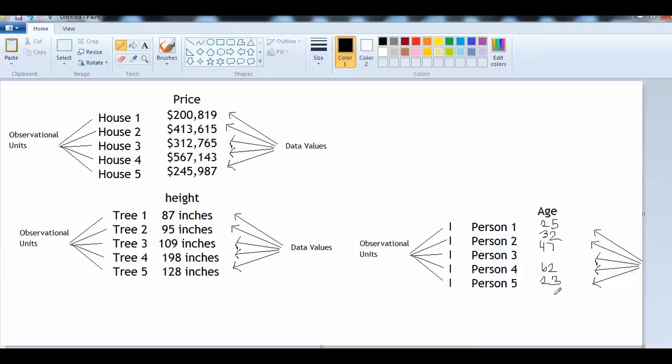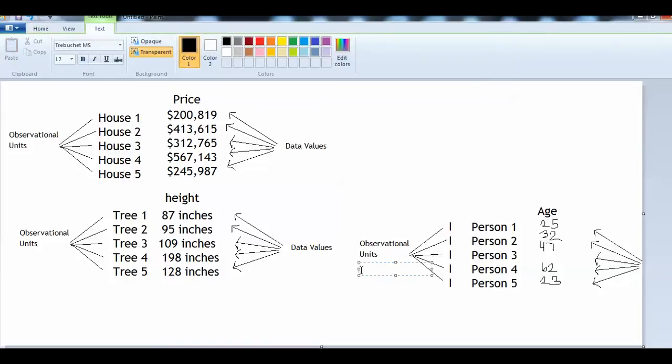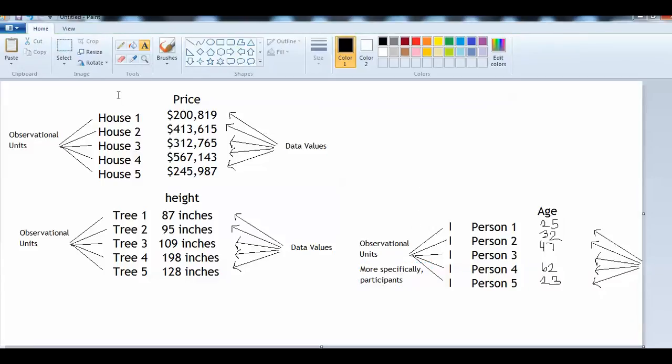So these ages are the data values. The people are the observational units, but more specifically, we would call them participants, because it's a certain type of observational unit. So now we've covered the idea of an observational unit and how it's different from a data value, and we also covered the meaning of a participant.